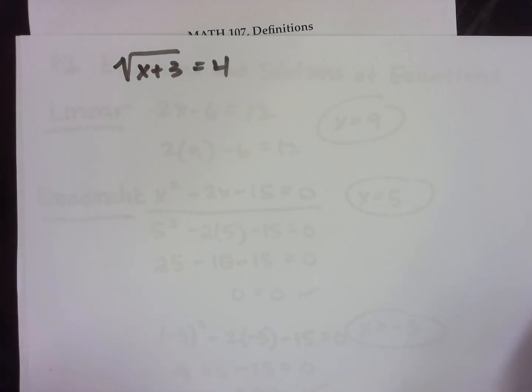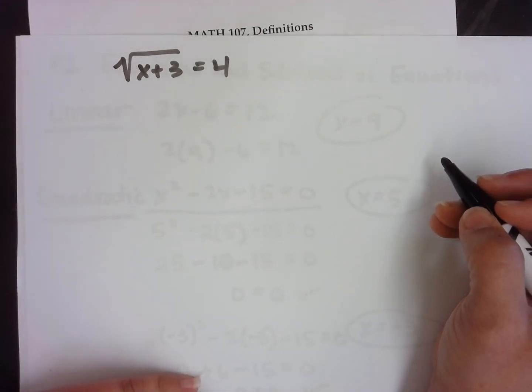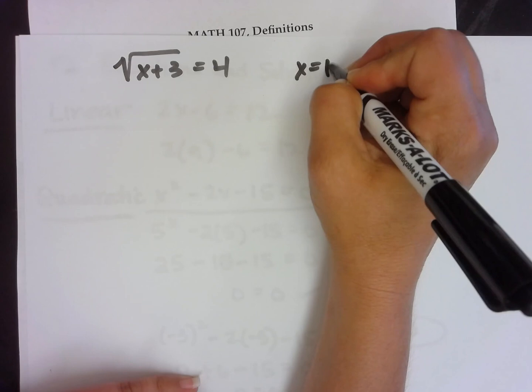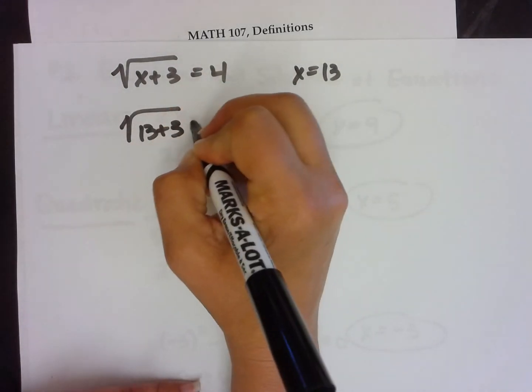So I do know that the square root of 16 is equal to 4, so I know that what I want to have underneath my radical is 16. So if x is equal to 13, that should give me the square root of 13 plus 3 equals 4.